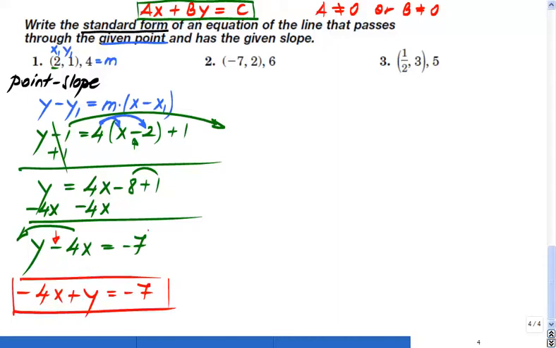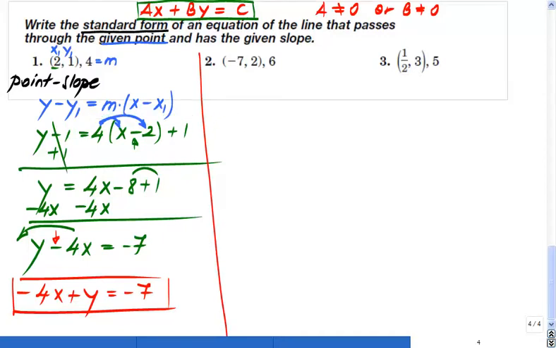And you are done. That's the standard form for the given line that has a slope of 4 and passes through that point. That's all you have to do. Let's move on to the next one.